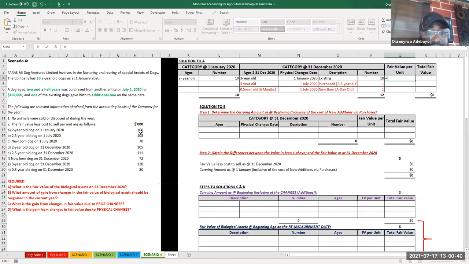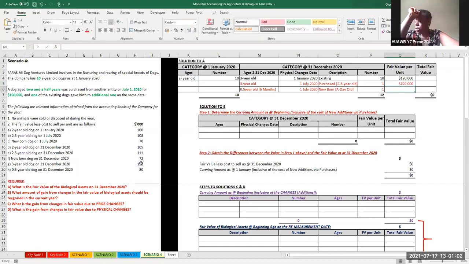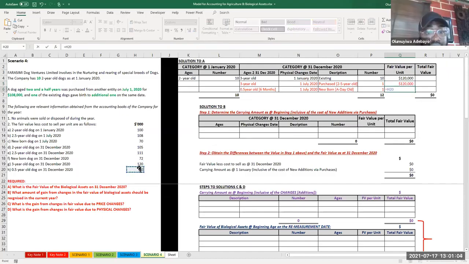Remember, all figures are in thousands. I'll convert it back to thousands. For a 3-year-old, what is relevant to me is what? 120. Which is 120,000. Times 10, that's 1.2 million. This one is 3-year-old. It's the same 120. Yeah. Only 6 months. That's 80. And this is 6 months. It's what? 8.